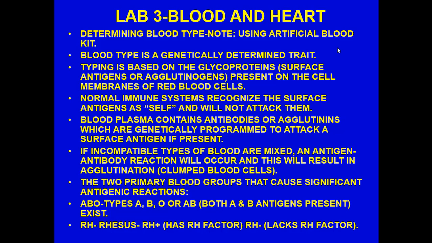Now, what if you have type AB? If you have type AB, you are neither going to have anti-A antibodies nor anti-B antibodies. Okay? Now, the blood plasma will contain the antibodies or agglutinins, which are genetically programmed to attack the surface antigen if present. If incompatible types of blood are mixed, the antigen-antibody reaction will occur, and this will result in agglutination, that is, a clumping up of blood cells. And this can be disastrous for a patient.